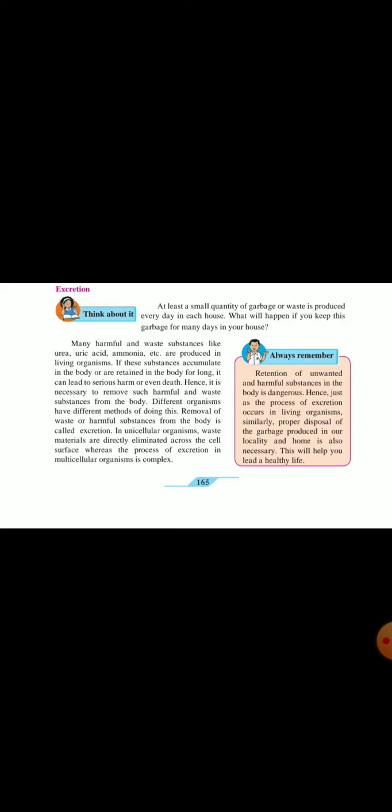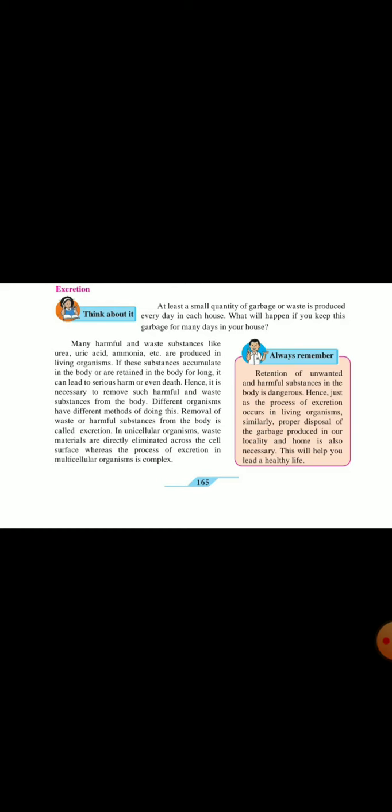So you know that if you keep it for many days in your house, it will decay and a dirty smell will come and disease germs will spread all around. Okay? So it's better to dispose of the garbage every day.